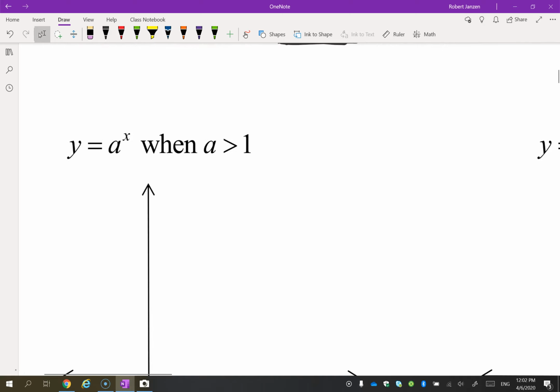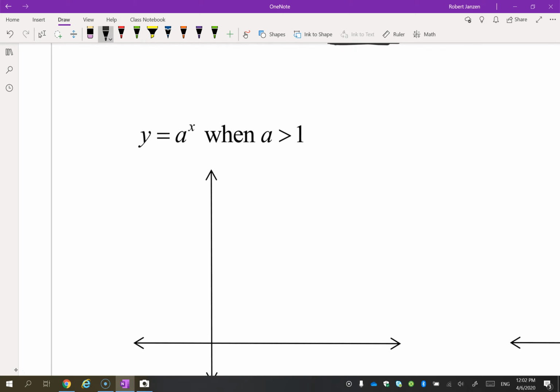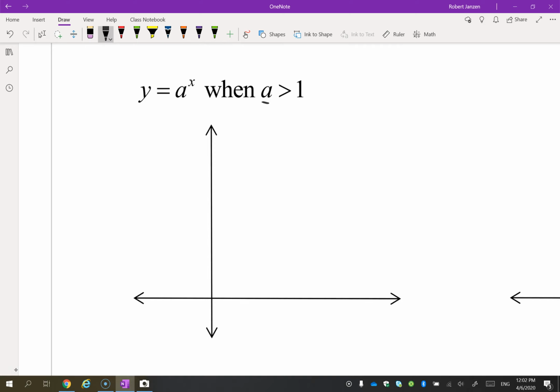Okay, now if you think back to the graphs we did yesterday, some of them went like this, some of them went like this. What was the difference? What caused the graphs to do that? Well, it has to do with the value of a. When a was bigger than 1, if you remember yesterday, the graph looked like this. This was always 1, and there was always this asymptote at y equals 0.